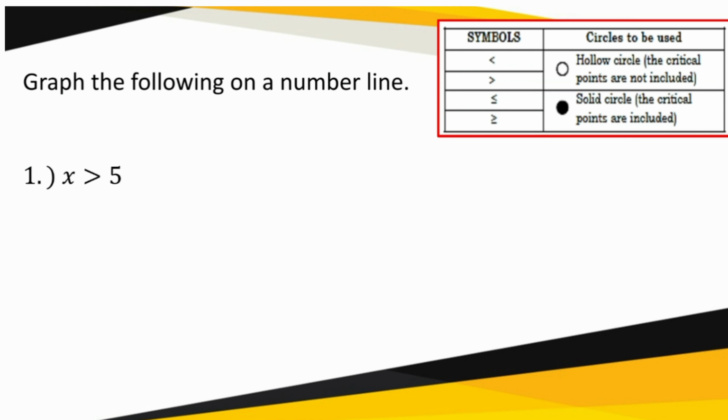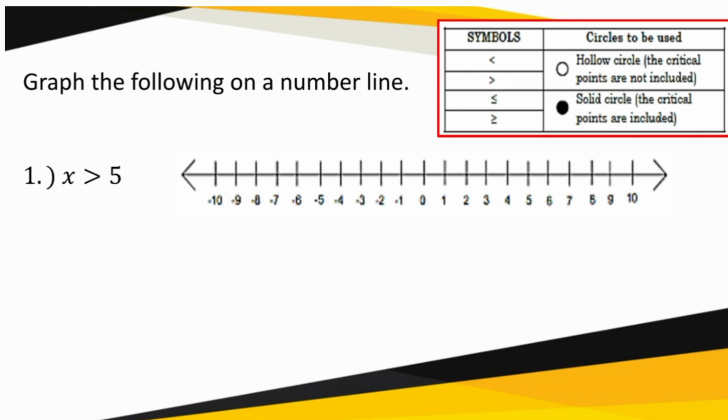X is greater than 5. So, paano natin ito i-illustrate sa ating number line? So, una, tingnan kung ano ang gamit na inequality symbol. Tapos, tignan sa itaas kung ano ang circle na gagamitin natin. So, as you can see, ang gagamitin natin ay hollow circle. Next, ilolocate natin ang critical point sa number line which is 5.